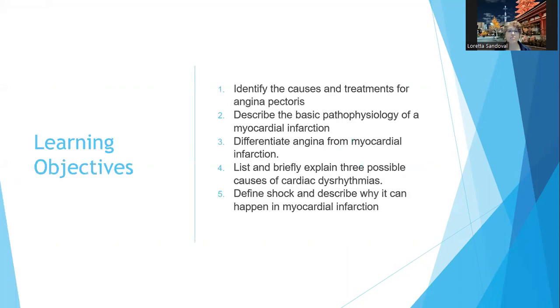So the learning objectives, I don't know why I have these backwards from the way I have the PowerPoint, but there you go. Identifying the causes and treatments for angina pectoris, and we'll talk about what angina is. Describing the basic pathophysiology of a myocardial infarction, differentiating angina from myocardial infarction, important. List and briefly explain 3 possible causes of cardiac dysrhythmias, and define shock and describe why it can happen in myocardial infarction.